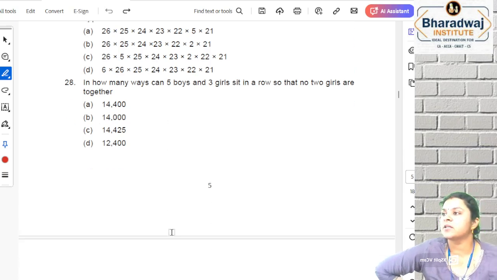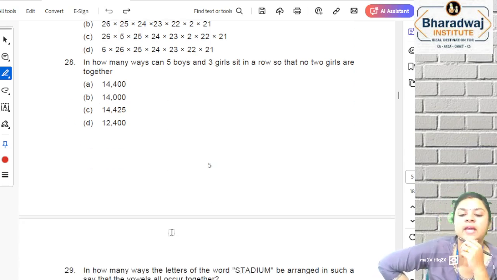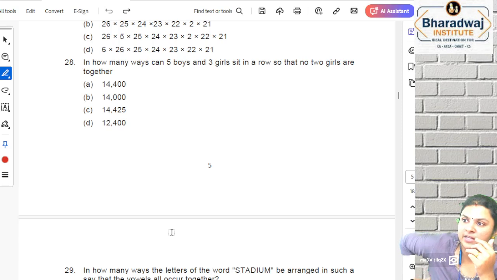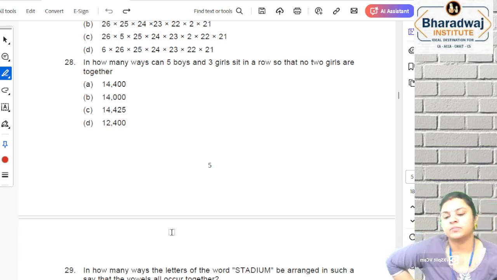Can I move to the next? In how many ways can 5 boys and 3 girls sit in a row so that no 2 girls are together? So no 2 girls are together, we know the formula. No 2 people together: N minus 2 factorial into N minus 3 factorial by 2. Substitute and solve.